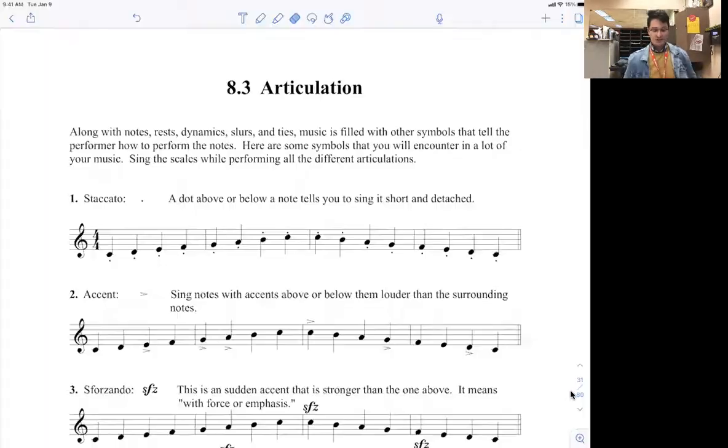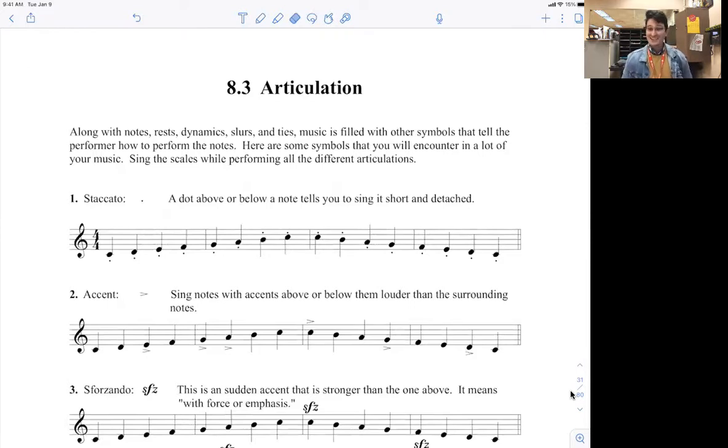So we've talked about some other vocabulary related to music, including notes, rests, dynamics, slurs, and ties. But besides that, music is filled with other symbols that tell the performer how to perform each note. Here are some symbols that you will encounter in a lot of your music. Today we're going to sing the scales while performing all of the different articulations. A lot of these we talk about regularly in class, but now it might be putting a symbol to a vocabulary term or vice versa, okay?